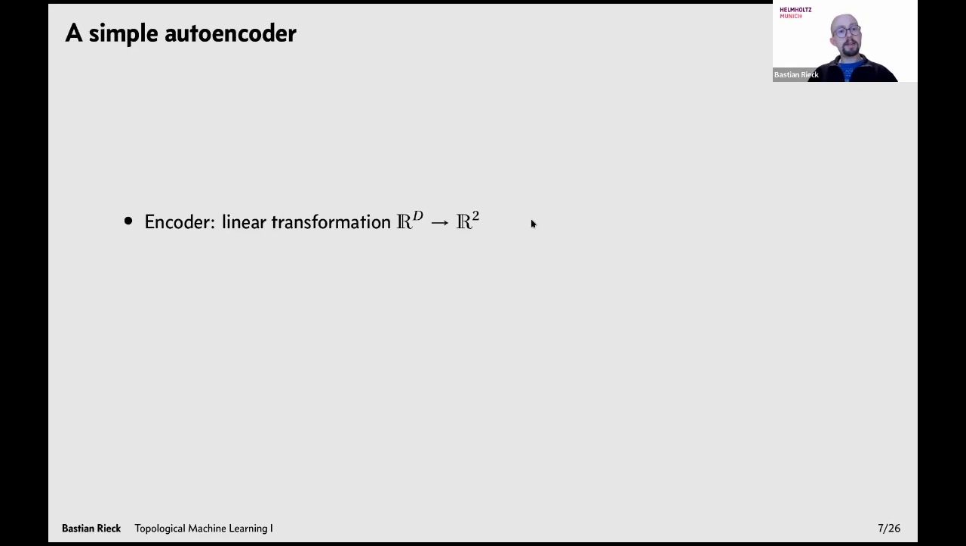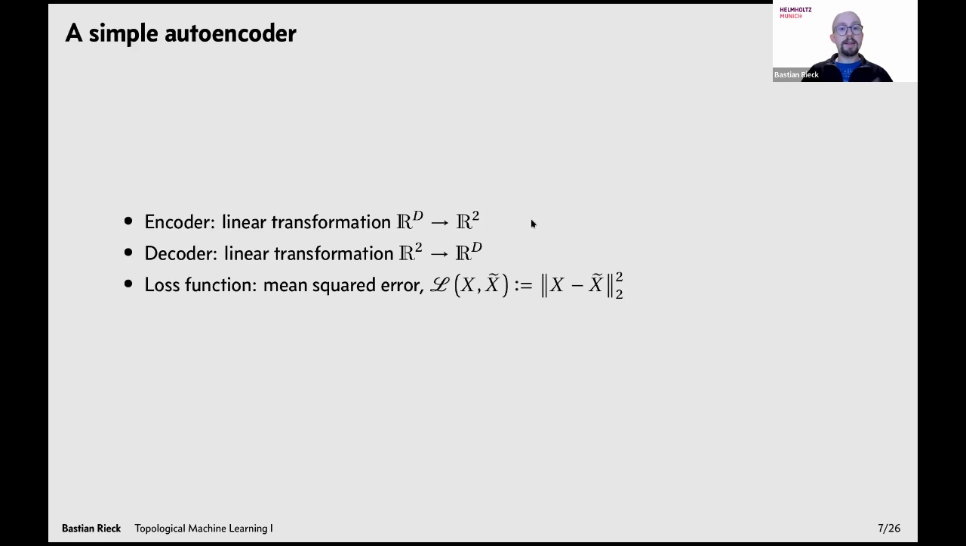As a very simple example, you could have a simple autoencoder that has as an encoder a linear transformation going from a high dimensional space R^D to R^2, and as a decoder another linear transformation going from R^2 to R^D back again, and as a loss function you could use the mean squared error. And this is something similar to 2-dimensional PCA that you will get. So in a way you can think of autoencoders as a very general, very flexible way of doing PCA with high dimensional data.